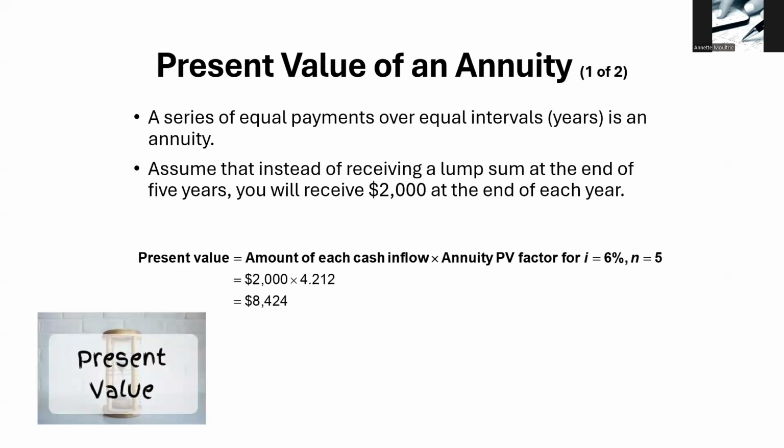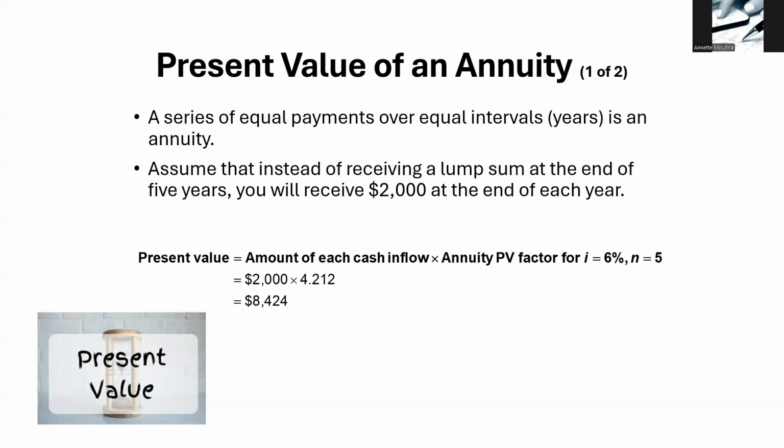Present value of an annuity. Now, let's assume that instead of receiving a lump sum at the end of 5 years, you'll receive $2,000 at the end of each year. This is a series of payments of $2,000 over equal intervals, years, so it is an annuity. How much would you have to invest today to receive these payments, assuming an interest rate of 6%?